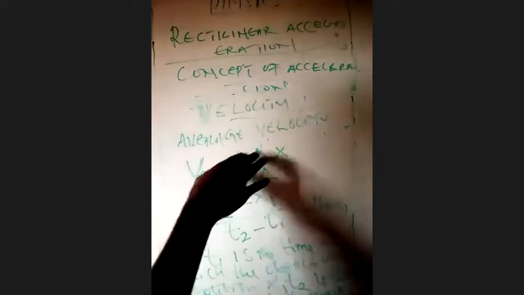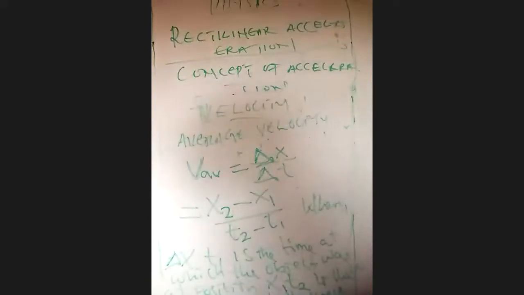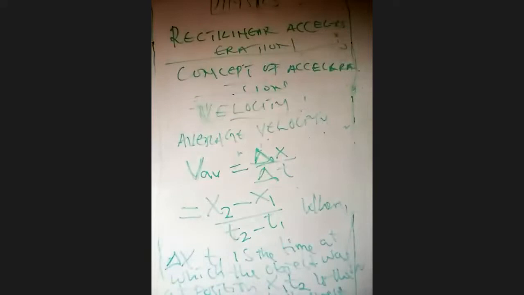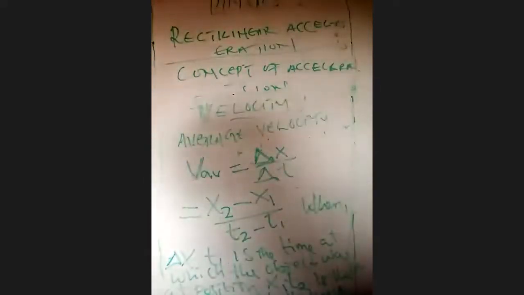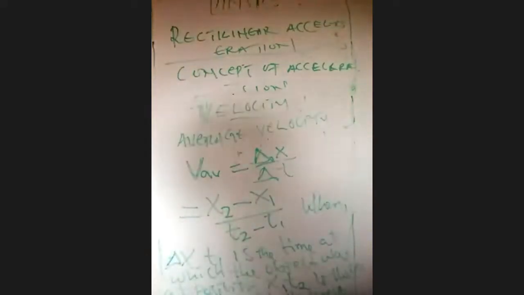Now we try to look into this with the average velocity. Average velocity is equal to delta S all over delta T, which is the ratio of total displacement over time interval, which is delta T. Now, which is equal to S2 minus S1 all over T2 minus T1.